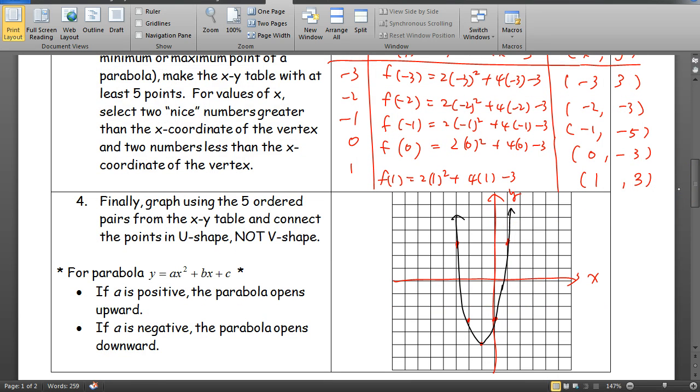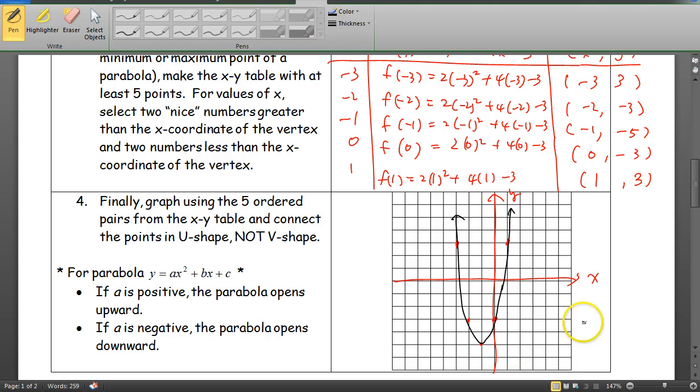Do we have a minimum? Do we have a max? Do we have a greatest value or the least value on this one? We have a least value, right? Because it opens upward. What's your least value? -5. Okay, very good. This value is -5 because that's the y coordinate of that vertex.